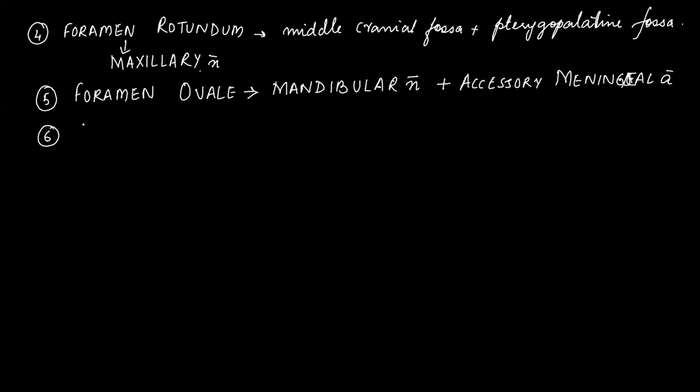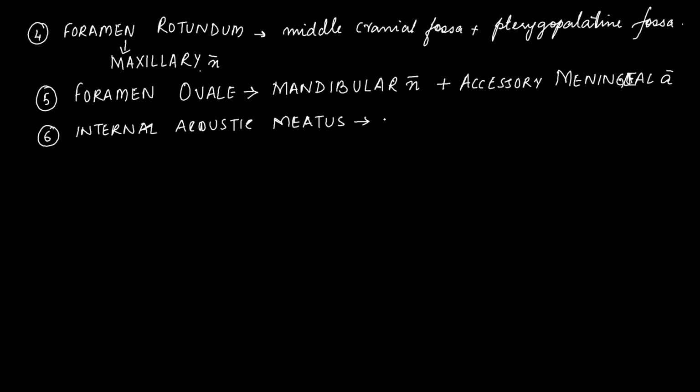Okay, so sixth one we are going to deal with is the internal acoustic meatus. Now, internal acoustic meatus is nothing but a bony passage located within the petrous part of the temporal bone. I repeat once again, it is a bony passage located within the petrous part of the temporal bone.